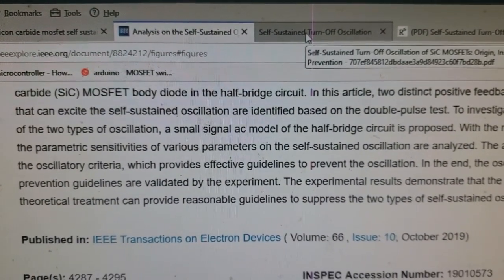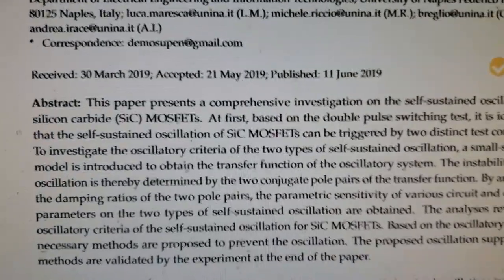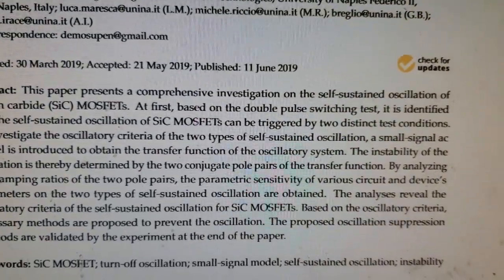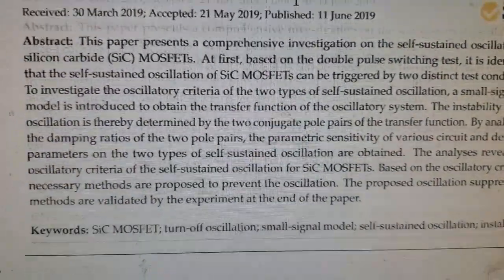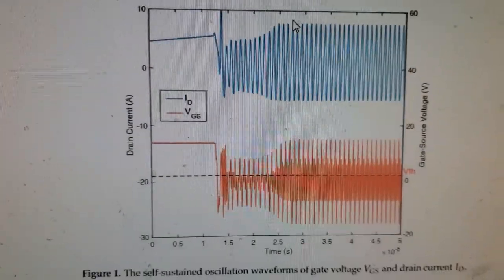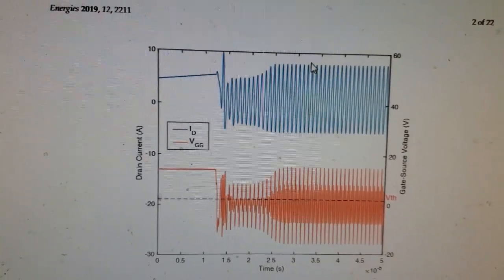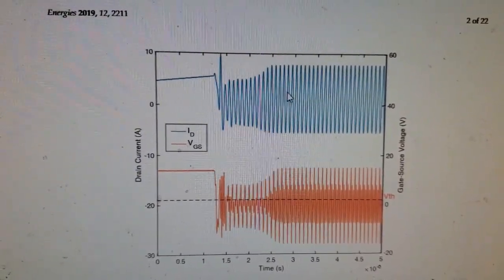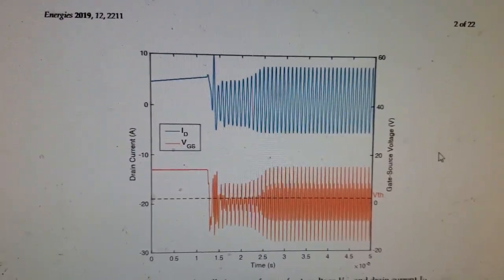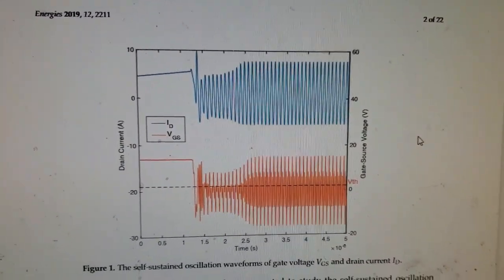A lot of them are behind paywalls, but here's one of the self-sustained oscillation silicon carbide MOSFETs. And there's that. It's a pretty high Q factor, I'd say. So it is quite interesting.